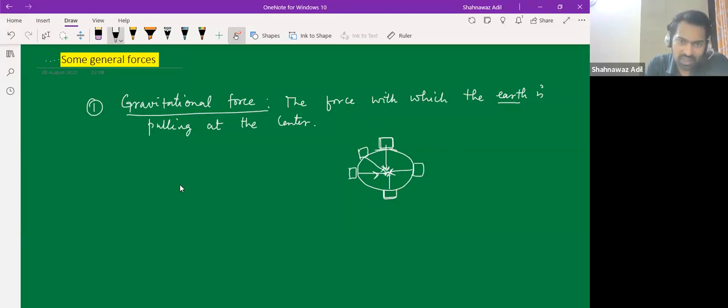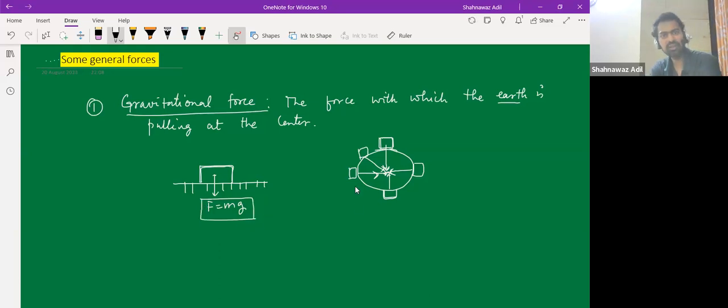So what is the amount of force? Let's say some object is sitting here. It is pulled by the earth, and its amount is mg. So this is the Earth's gravitational force. Is this clear, guys?